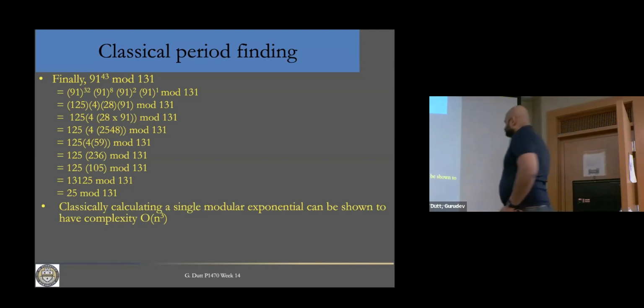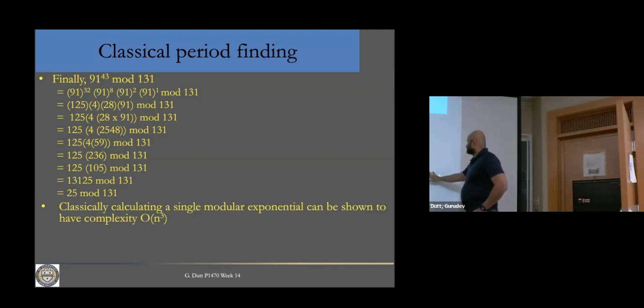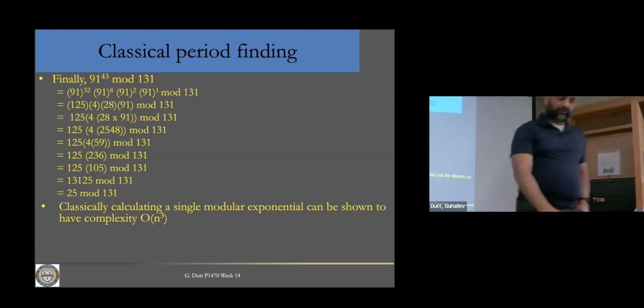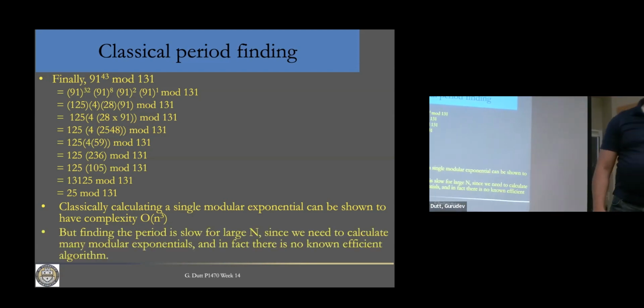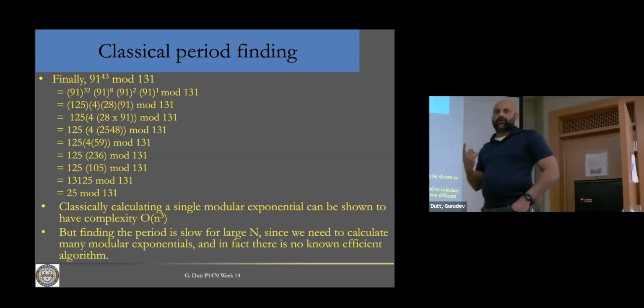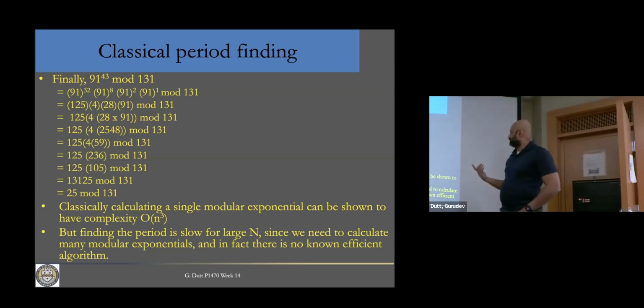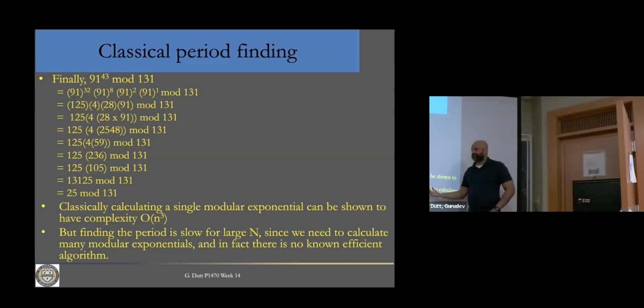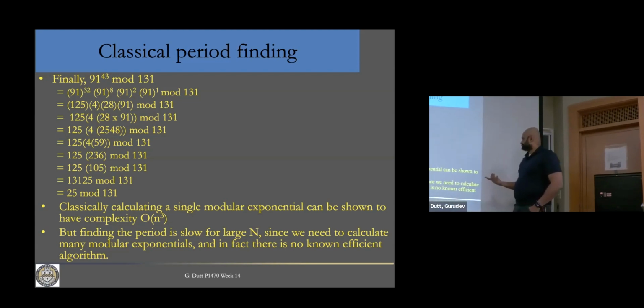And so as you can see, we did so many multiplications and additions. You can show that it has complexity order n cubed in the number of bits, which is not bad. That's just one modular exponential. But unfortunately, finding that period is, for large n, very slow. So we need to calculate each of the modular exponentials.